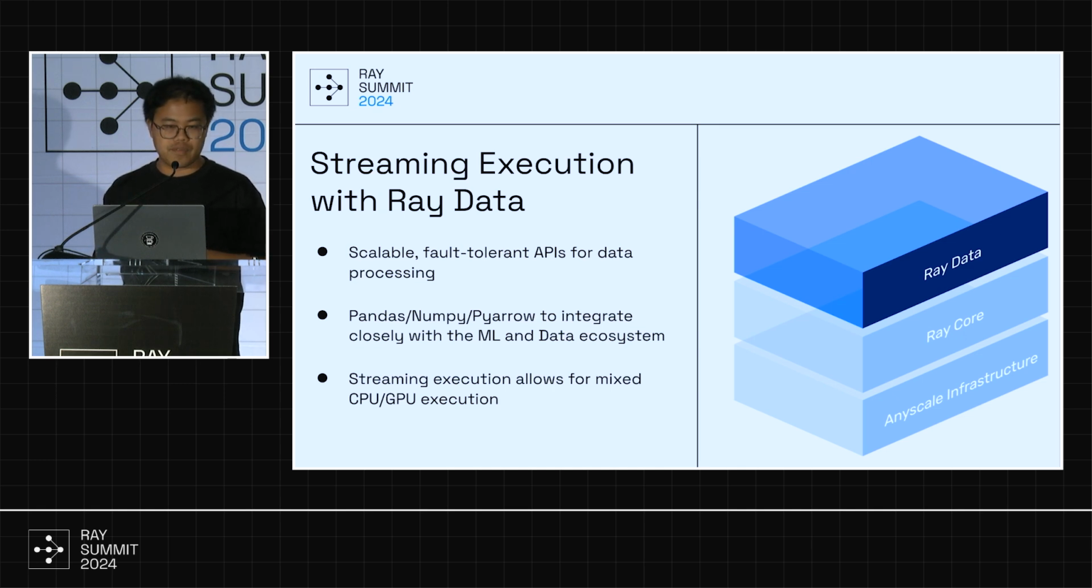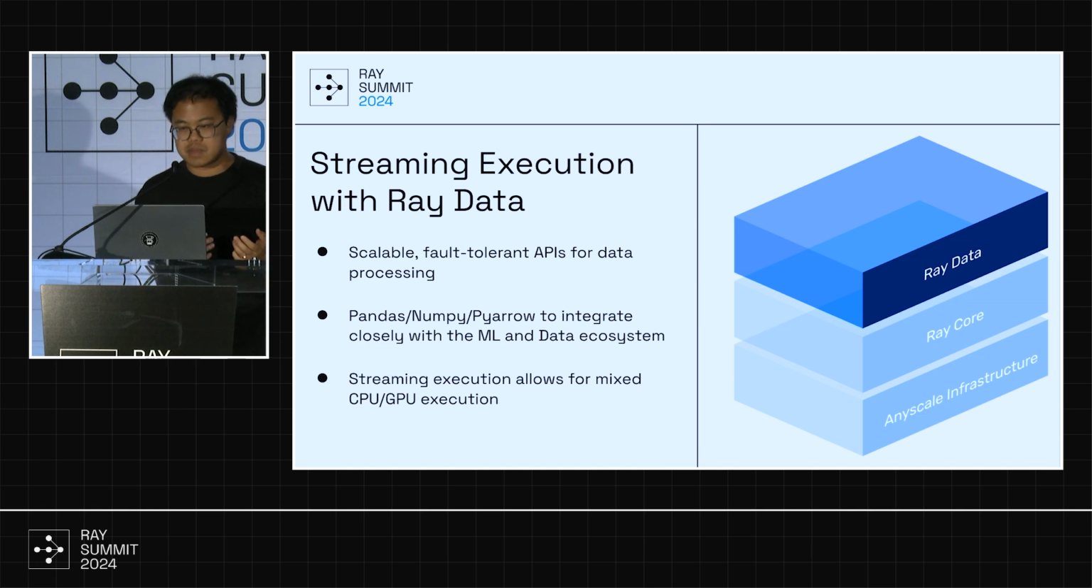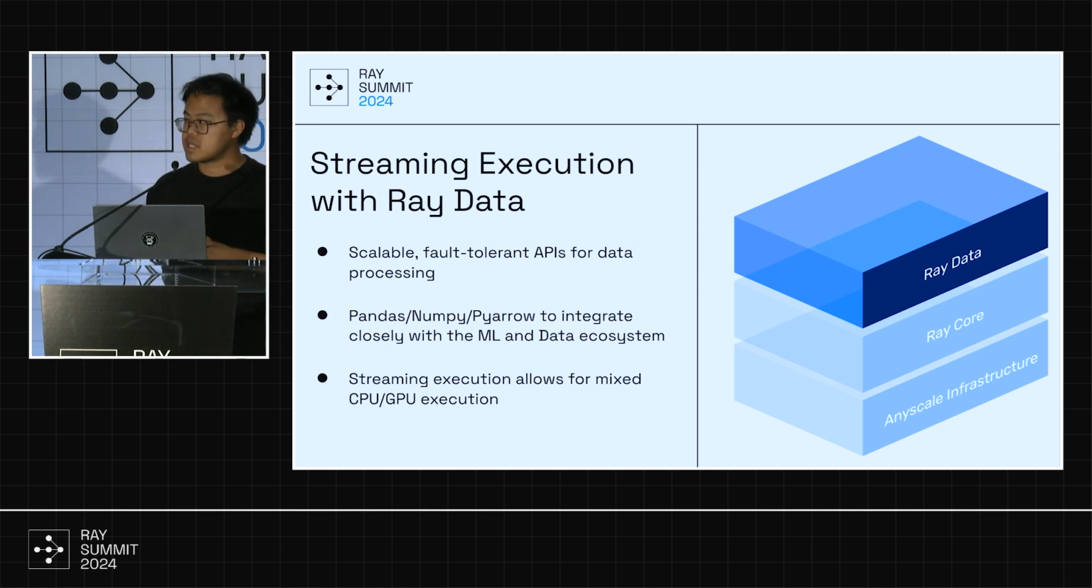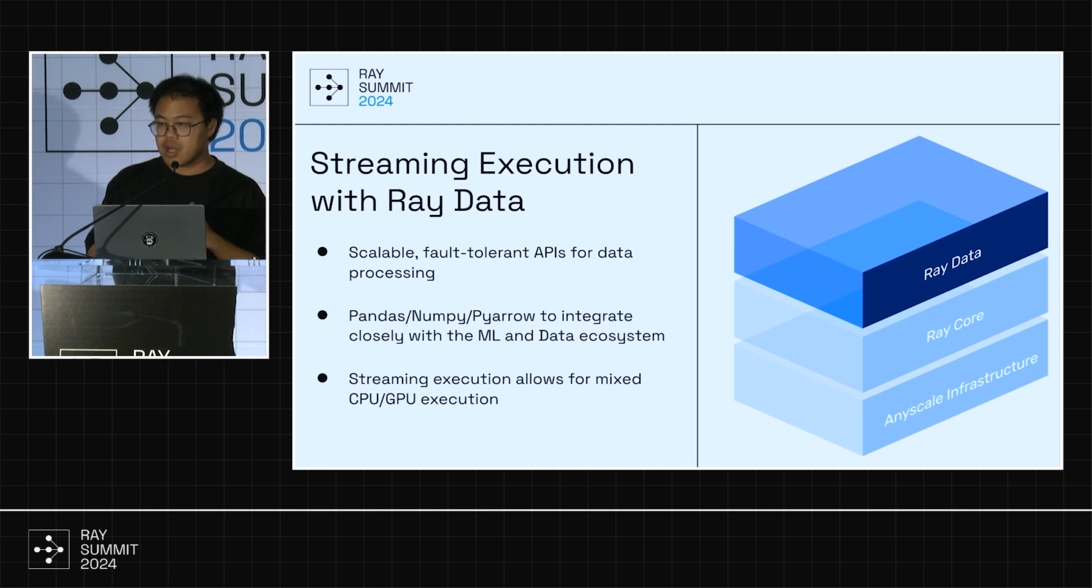Talking a little more about each layer, as a primer, Ray Data comes with scalable and fault-tolerant APIs for data processing, especially for unstructured data. It is built as a Python-first system. So pandas, NumPy, PyArrow are core components of Ray Data and interoperate nicely, as compared to other systems that might be built from the Java world. This allows for interoperability between the machine learning ecosystem and also the data ecosystem. And finally, there's streaming execution, which allows for really efficient mixed CPU and GPU execution. I'll talk a little bit more about this next.